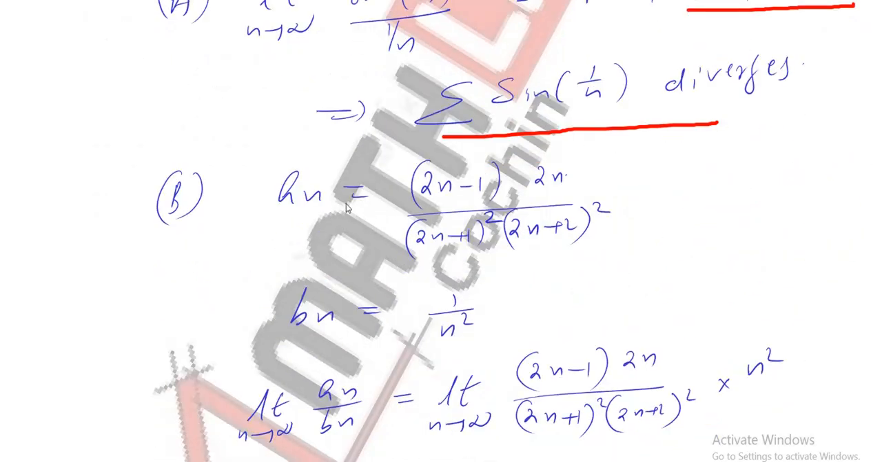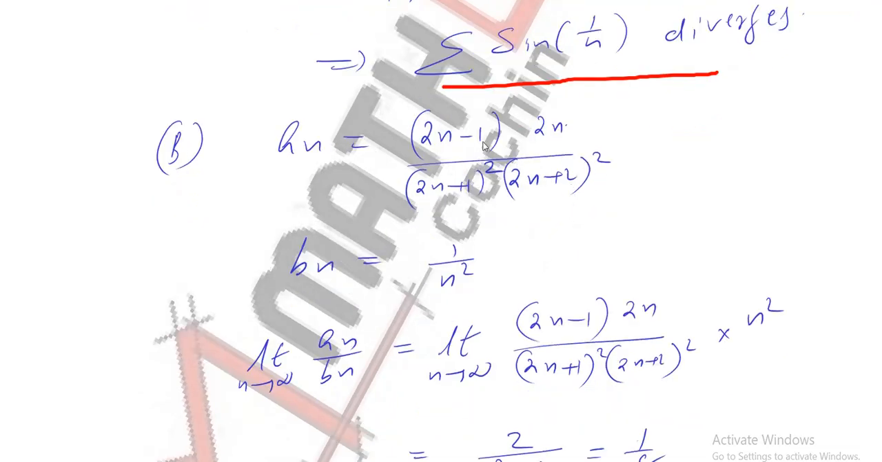Now let's see B. And here an is (2n minus 1) times 2n by (2n plus 1) the whole square times (2n plus 2) the whole square. And here you can notice one thing, that the numerator is a polynomial of degree 2 and the denominator is again a polynomial of degree 4. If it's polynomial in both numerator and denominator, then you can again apply the limit comparison test, by taking bn as 1 by n to the power p, where p is the degree of the numerator minus the degree of the denominator. I mean, you take the modulus of that.